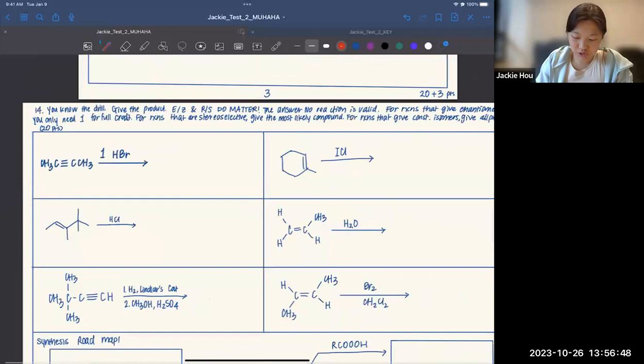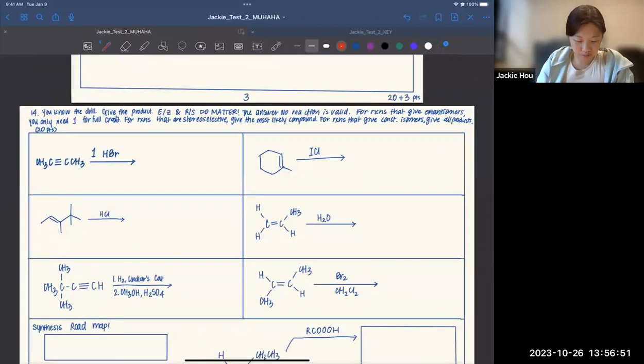Okay. So he'll mention in the directions whether or not you need to give multiple products or if you need to give enantiomers. Rarely does he ever ask you to give all of the enantiomers. You only really need one for full credit. But for reactions that are stereoselective, for example, things that follow Markovnikov's rule, where the hydrogen adds to the less substituted carbon, you need to just show one reactant, one product, the most likely product. Things that give constitutional isomers, for example, if you had an asymmetrical alkyne and also an asymmetrical reagent, then you would want to show both products.